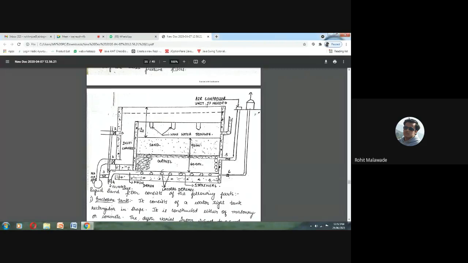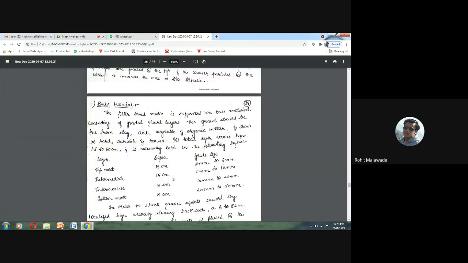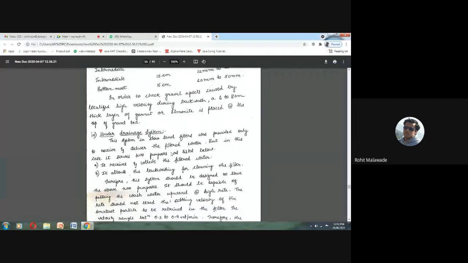So air, what is the air compressor? It is going to be needed. That will be explained to you when we explain your back washing. So this is how your rapid sand filter will be working. So this is the base material I have explained. Then the under drainage system. Okay.